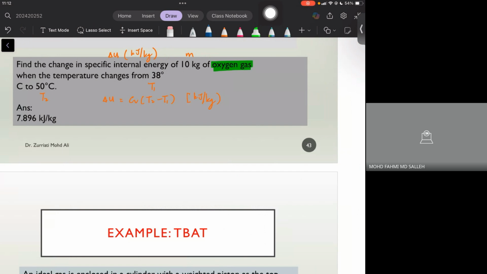So over here, the specific heat at constant volume Cv for the oxygen is equal to 0.658 kilojoule over kilogram Kelvin. So the change in the internal energy will be 0.658 times T2, which will be 50, minus 38.